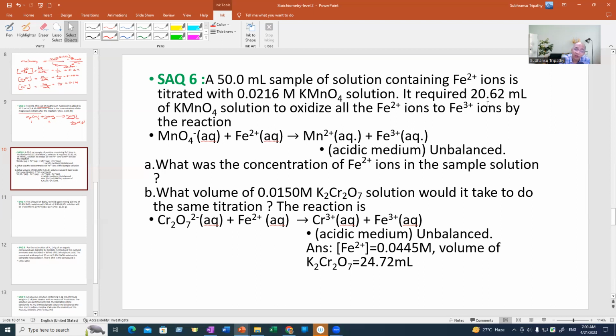For KMnO4 titration, no foreign indicator is used. But for others, selected indicators are used. This is a redox titration, not an acid-base titration, where you can use phenolphthalein or methyl orange or methyl red. You'll be knowing that. That is for acid-base titration. But this is redox titration. You have different indicators for different redox titrations. For this, no indicator is used. KMnO4 is a self-indicator.